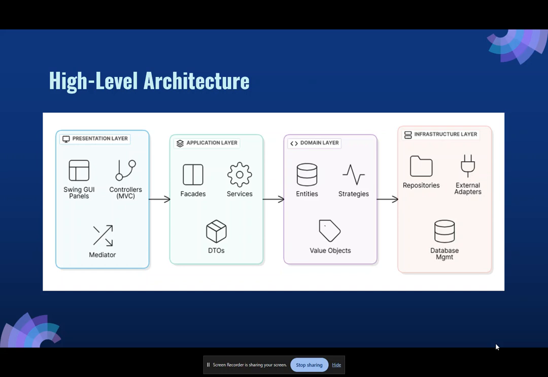The application layer includes facades for feature access, services for logic, DTOs for data transfer, and observers for UI updates. The domain layer defines business rules and uses strategies for flexible behavior. The infrastructure layer handles persistence, database management, and external system integration through repositories and adapters.